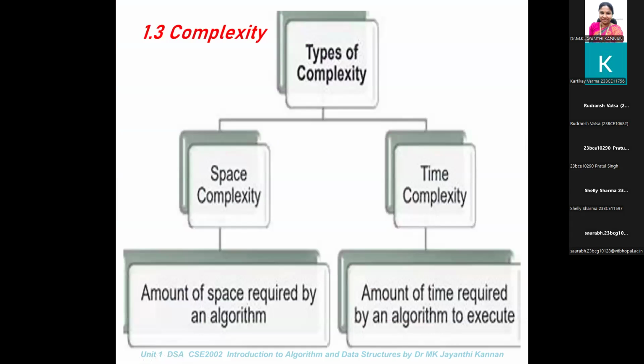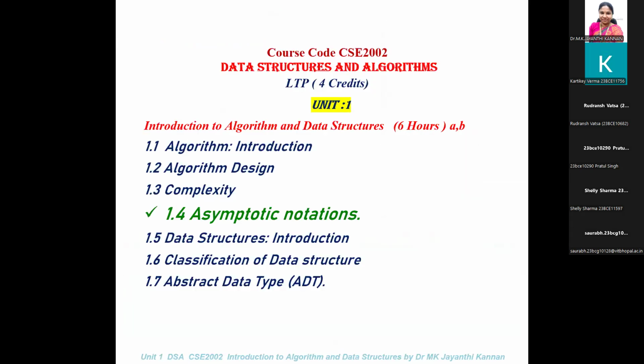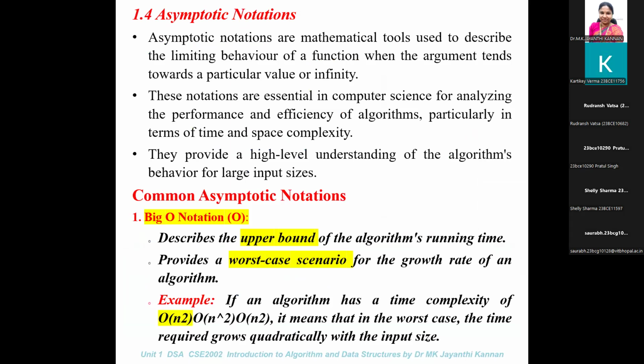Yesterday itself we discussed what complexity is. In general, we can categorize complexity as space complexity and time complexity. Space complexity is the amount of space required by an algorithm to execute the program, and time complexity means the amount of time required by an algorithm to execute. Time required and space required. Asymptotic notation we also discussed yesterday.